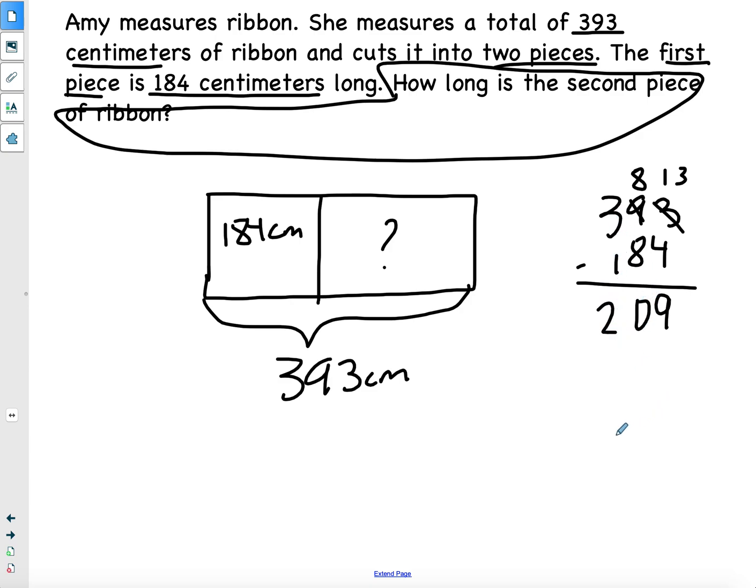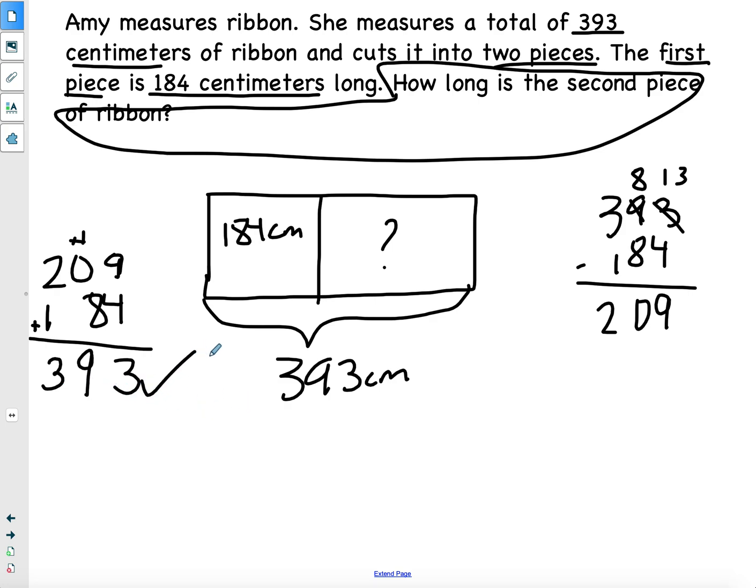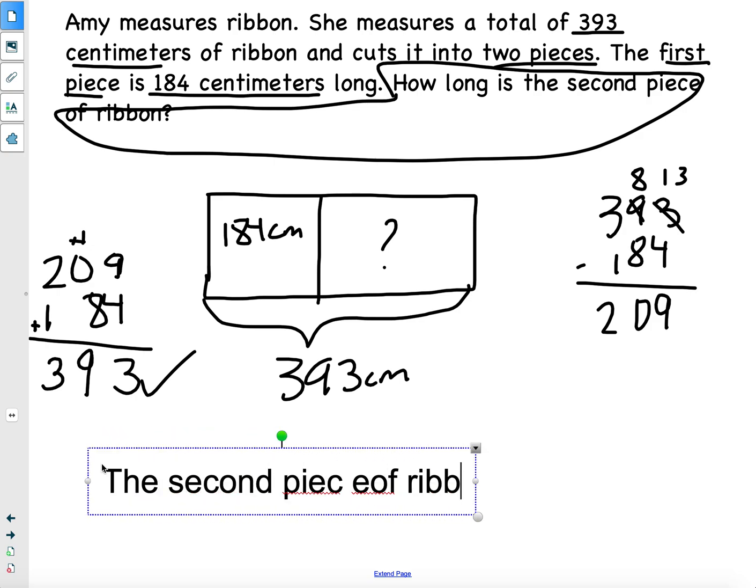So I get 209. But again, we're not done because we always want to check our work. So if I add my 2 parts, 209 and 184, I should get 393. So let's see if that works. Sorry, this is a 9, looks like a 4. 9 plus 4 is 13. Regroup the 1. 1 plus 8 is 9. And 2 plus 1 is 3. So 393, that is correct. So our final answer is the second piece of ribbon is 209 centimeters long.